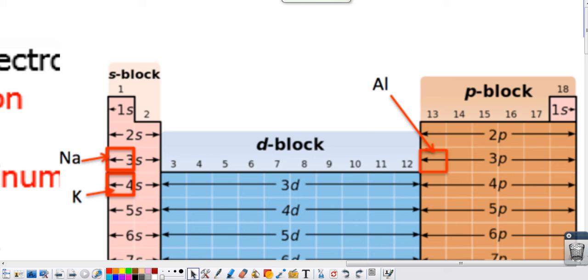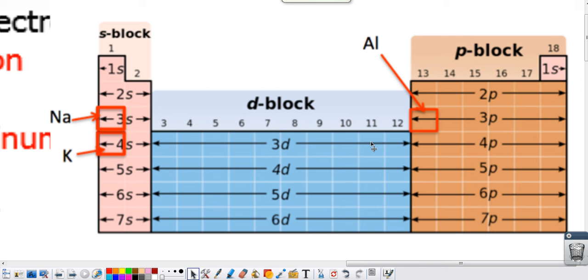It's a periodic table, but it's cut apart by sublevel. All the elements that end with S, elements that end with D, elements that end with P. And you can see that a lot of them, the energy level just corresponds to which period it's in: first period, second period, third period, fourth period, fifth.